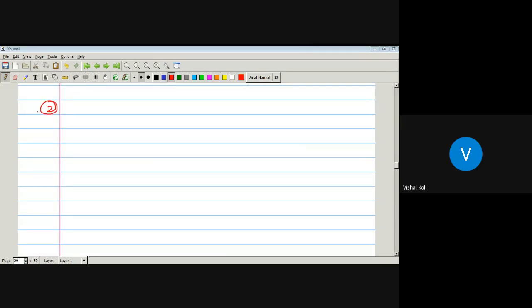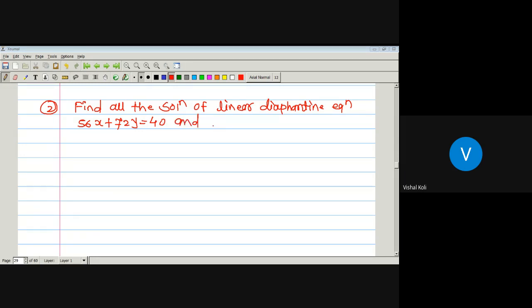Then solve this one. Find all the solutions of the linear Diophantine equation 56x plus 72y is equal to 40, and check whether the solution is positive or not.